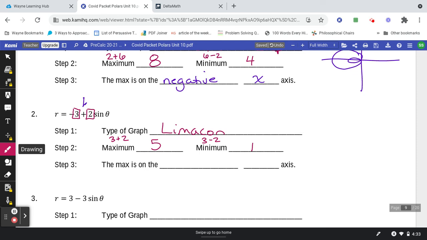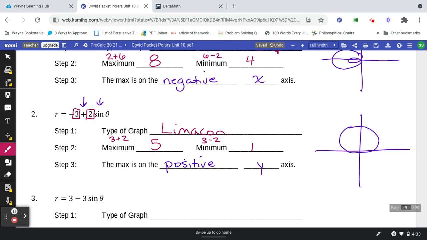Then the plus in the middle tells me that this is on the positive. And the sine tells me that's on the y-axis. So if you think about where this graph is going to shift, it's going to be up in the y direction, positive in the y direction. So you'll have your graph kind of look something like that.